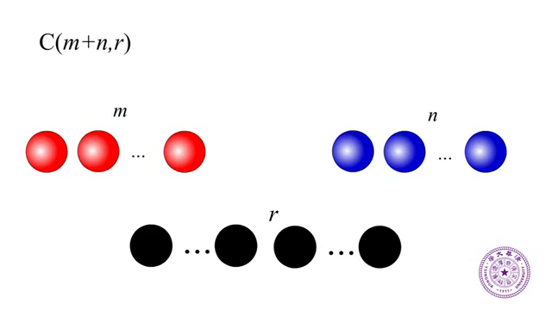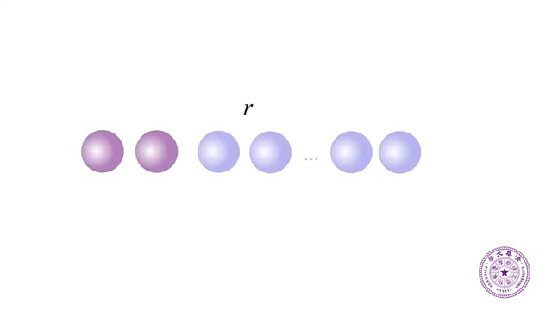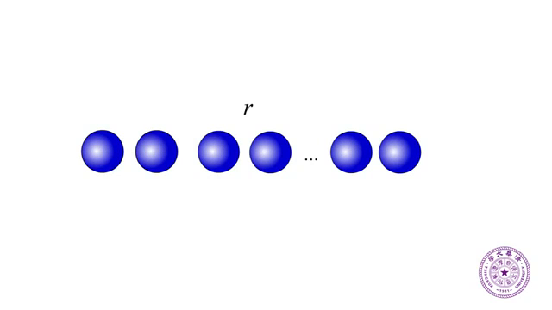Could we also solve it by classification? Among the r balls selected, it might be possible that none is red. There might be one red ball, two red balls, or three red balls. According to the number of red balls, we could solve this combination by classification.